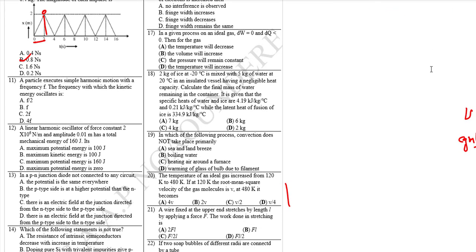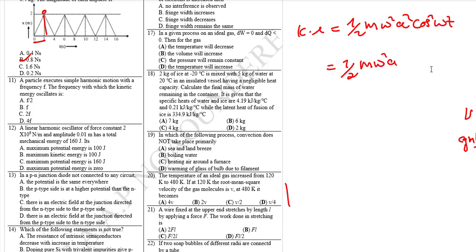Okay, question number 11. A particle executes simple harmonic motion with a frequency f. The frequency with which the kinetic energy oscillates is f on 2, f, 2f, or 4f. So what's kinetic energy? We saw in the first question that kinetic energy is a half m omega squared a squared cos squared omega t, and we saw there that we have a half m omega squared a squared into (cos 2 omega t plus 1) divided by 2.